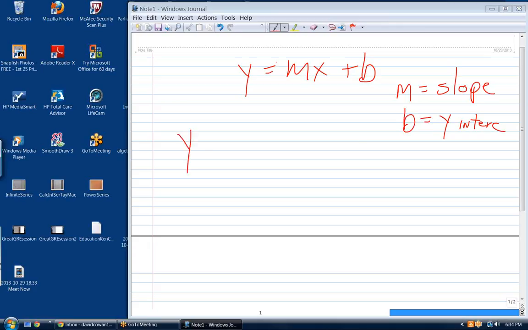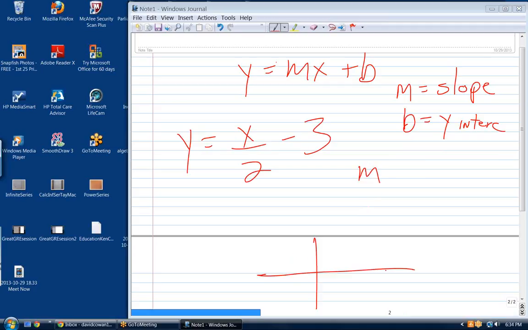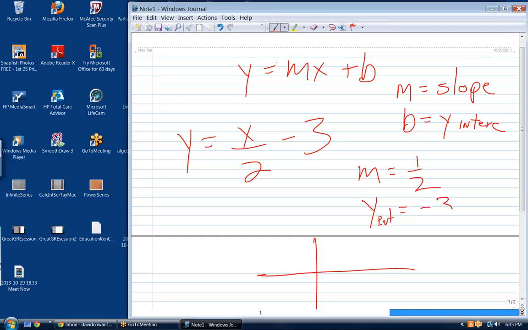So if I said y equals x over 2 minus 3, slope is what? So the slope is 2, or I guess 1 over 2. 1/2. Different than 2. Yeah. And you start at -3. Right. In other words, the y-intercept is minus 3. So I start there.